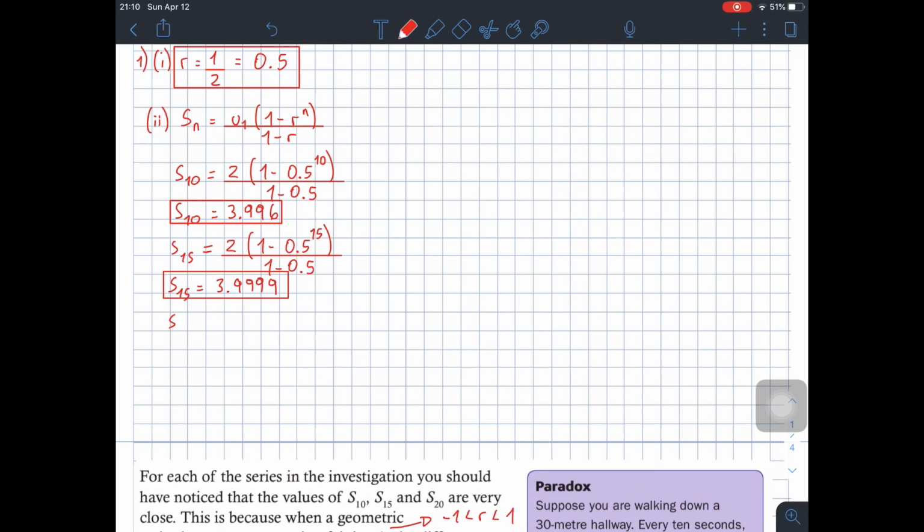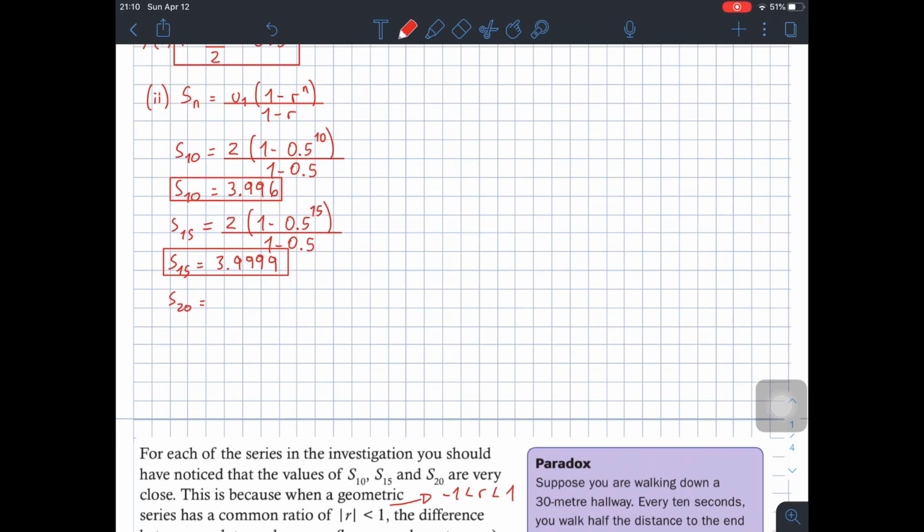Then if we try finding S of 20, this would be once again the same thing. S of 20, this would be 20 as the power. And if you do that in your calculator, you would get S of 20 equals 3.9999 and more nines. Okay, so it's not 4 yet, but it's a number which is very close to 4.